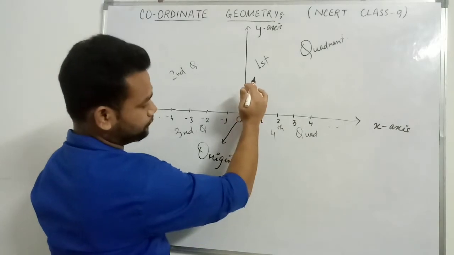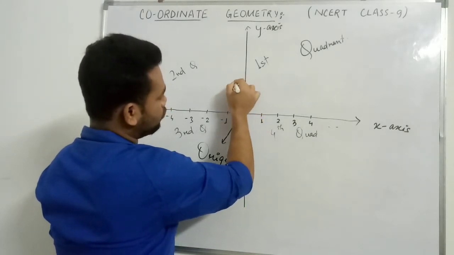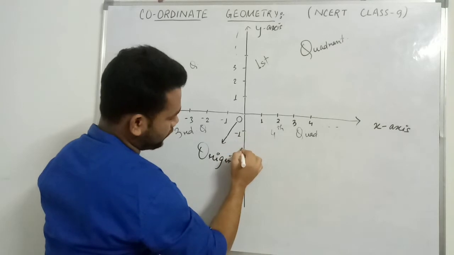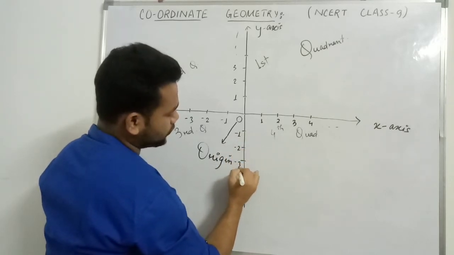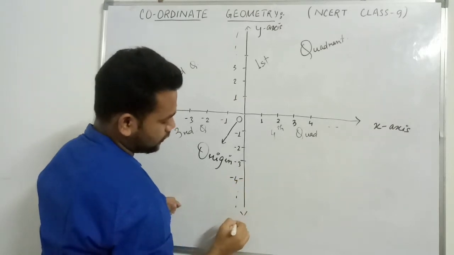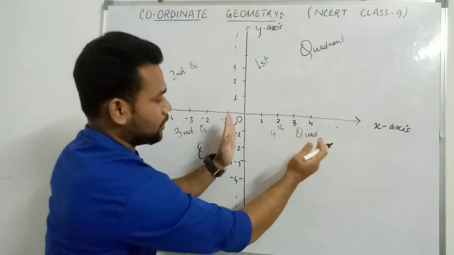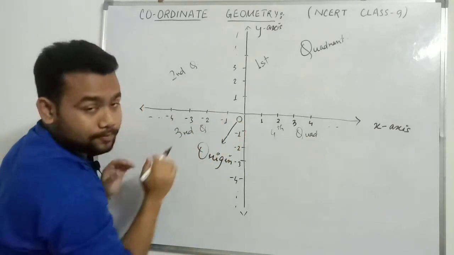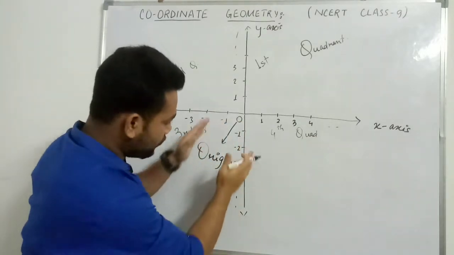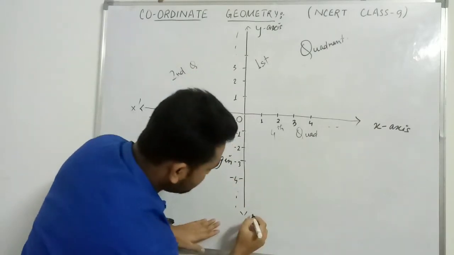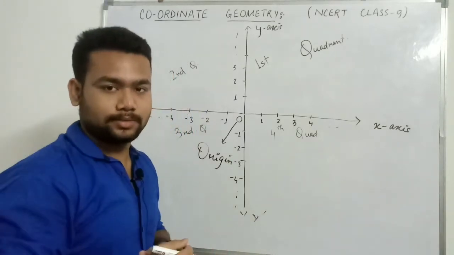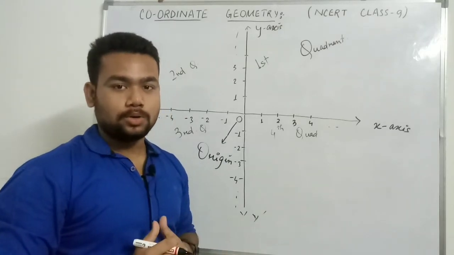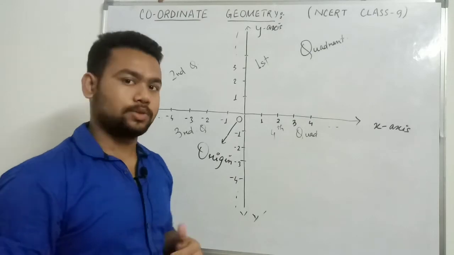And above O, we write the positive values: 2, 3, and so on. And below O, we write the negative values again: -2, -3, -4, and it goes on till infinity. So these positive values are on the x-axis, but we denote the negative values as x dash. And we denote the negative values of y as y dash for our understanding. So, we are done with our introduction. Now, we need to go to the actual part of the coordinate system.